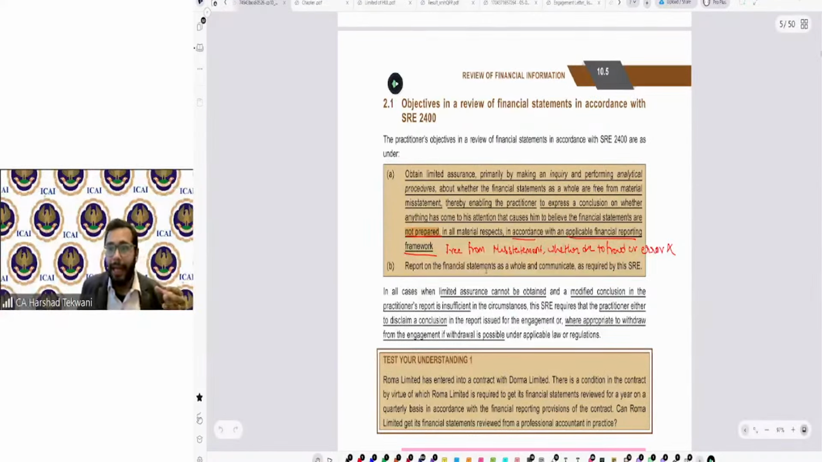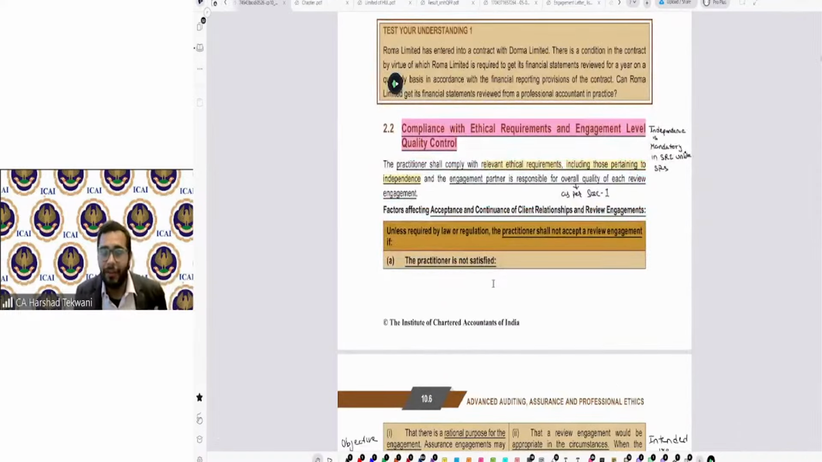Unlike in audit, where we used to say they are free from material misstatement due to fraud or error. If you see the compliance framework, the wording of audit says that they are prepared in all material respects. But in limited review engagements, we say that nothing has come to our attention which could lead us to believe that they are not prepared, a kind of negative assurance.